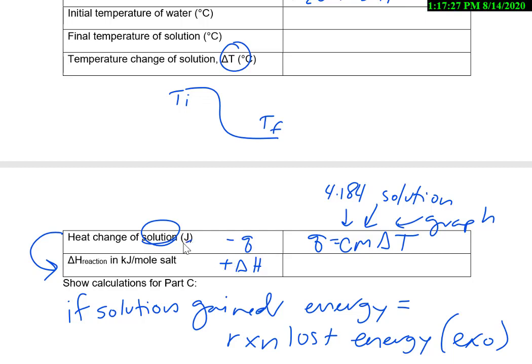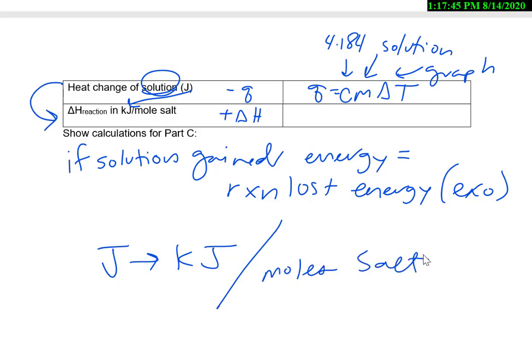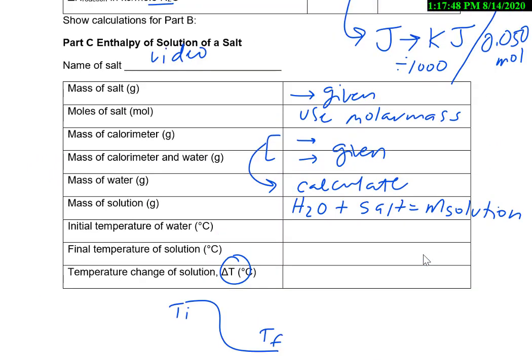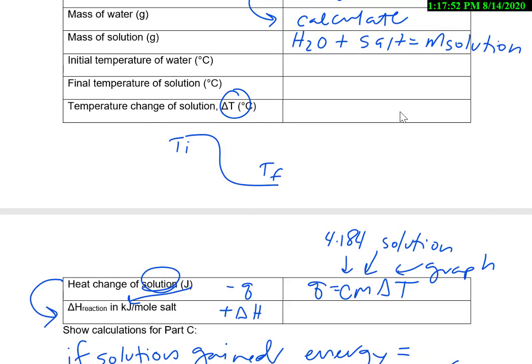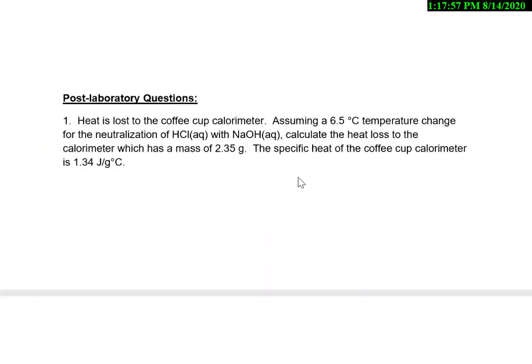And then once again, you're kind of doing the same thing as last part B. You're going to change joules to kilojoules. So down here, you'll take your joules, you'll change to kilojoules, and then you need to divide by your moles of salt, which you've already calculated up here. Your moles of salt you found here by using your molar mass. And that'll get you to your enthalpy change. And then you'll continue the lab and finish all the post-lab questions.